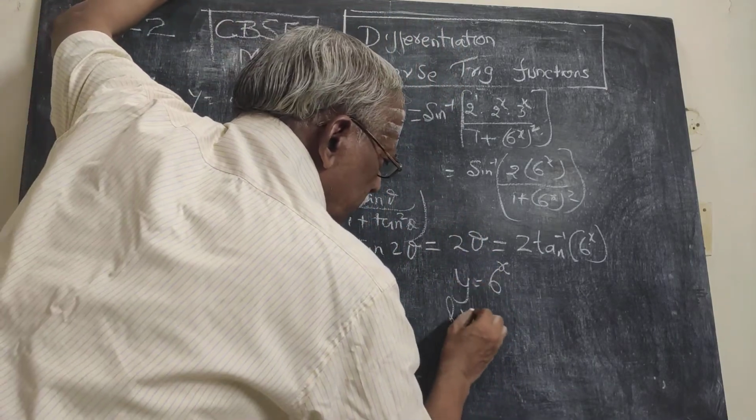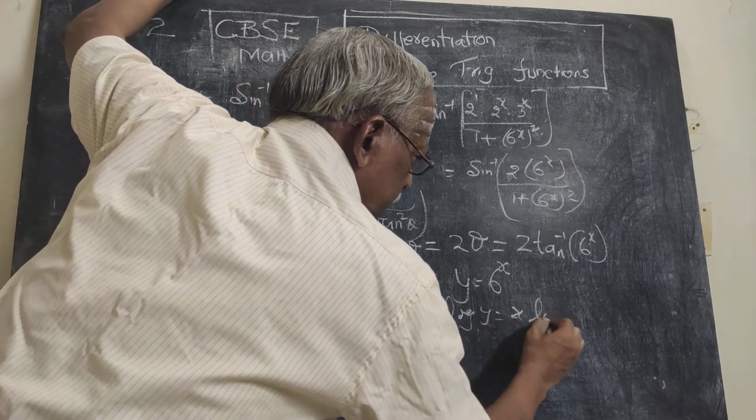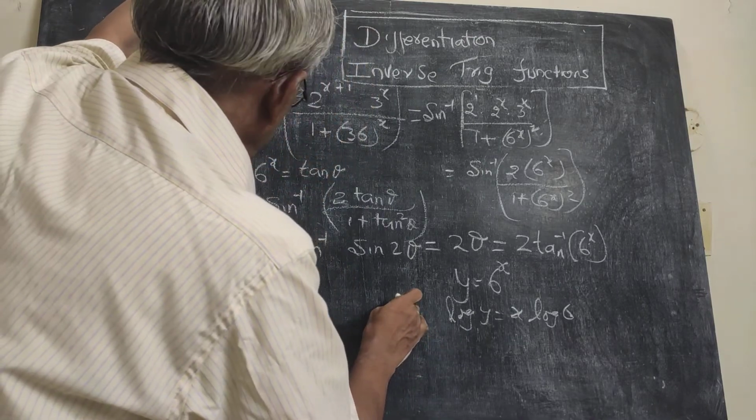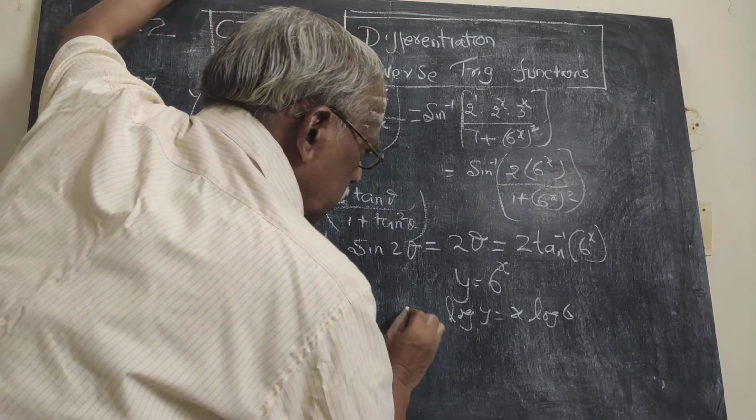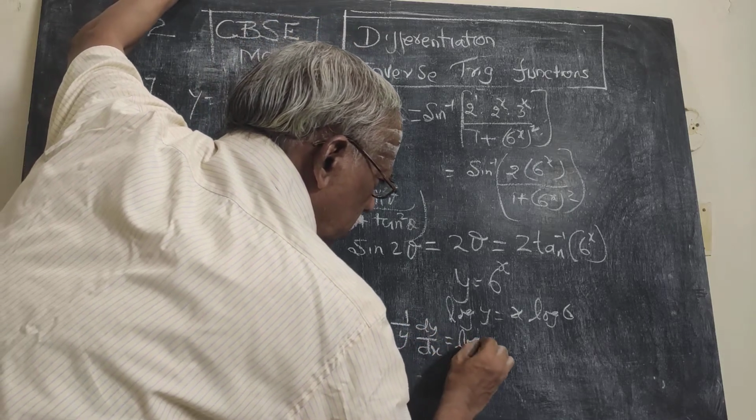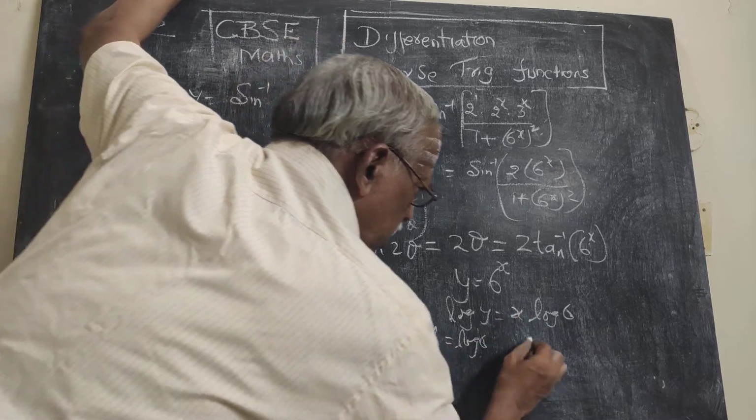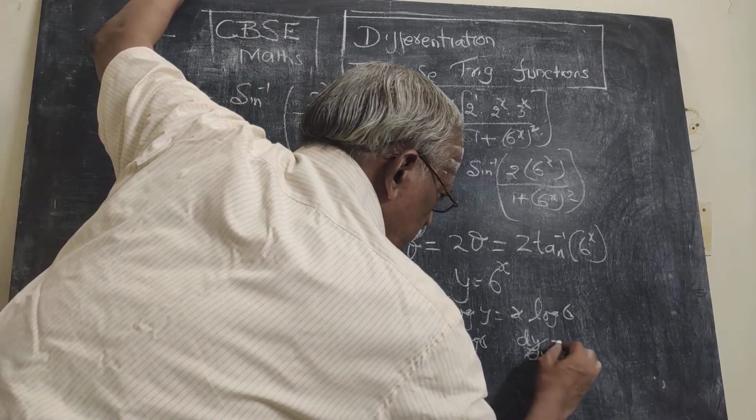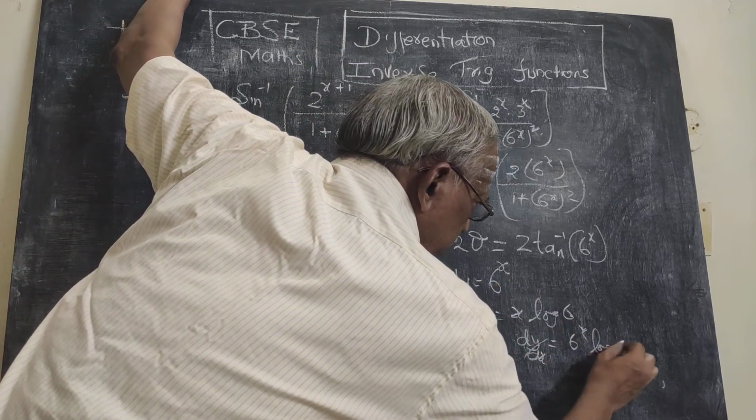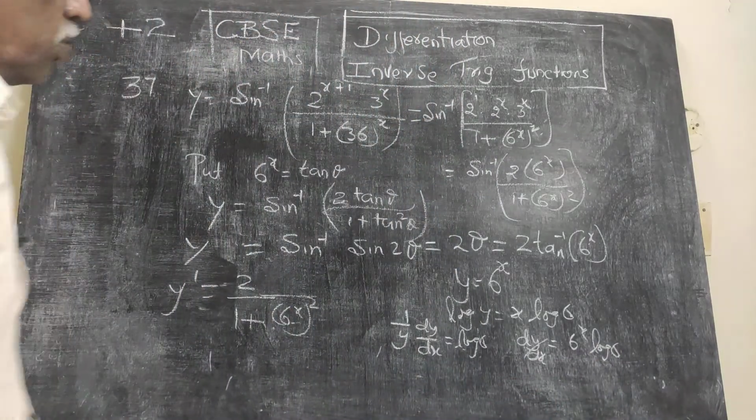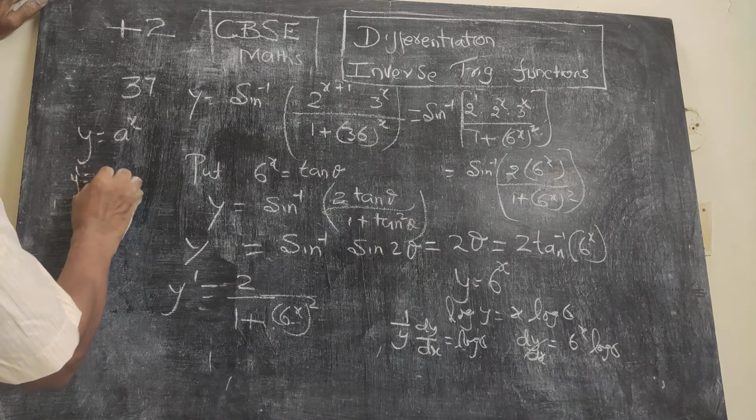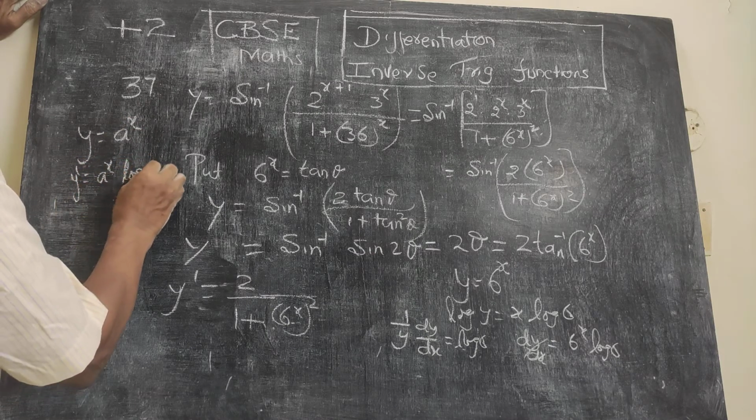For this, I have to take log on both sides. The result is 1 by y dy by dx equal to log 6. Therefore dy by dx will be y times log 6, and y is nothing but 6 power x, so 6 power x and then log 6. Or you can remember this as a formula: if y is equal to a power x, y dash equals a power x and then log a. This is the formula.